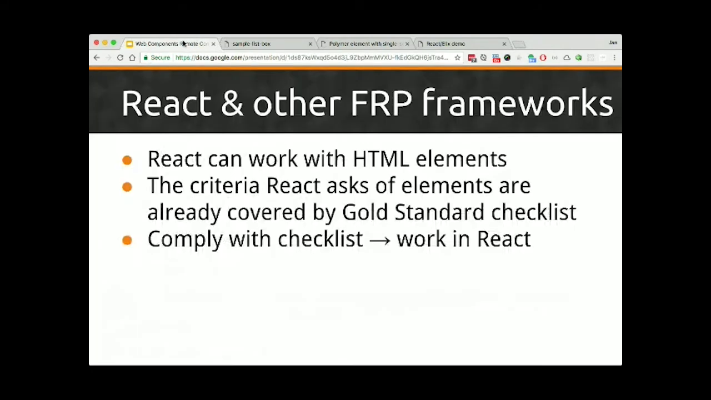We also want to support React and Vue, the other FRP or virtual DOM based systems for composing UI. React and its ilk work with HTML elements, and as long as an element is well behaved, React should be able to work with it. And it turns out that in order for a web component to work well in React, it needs to make certain guarantees. For example, if the virtual DOM engine is going to be appending and removing children inside of a component, that component needs to respond to runtime changes in its content, which is exactly that content changes checklist item that we already covered earlier in the talk. So the goal is that if you create a component that complies with the gold standard checklist, then by default, your component should work in React.